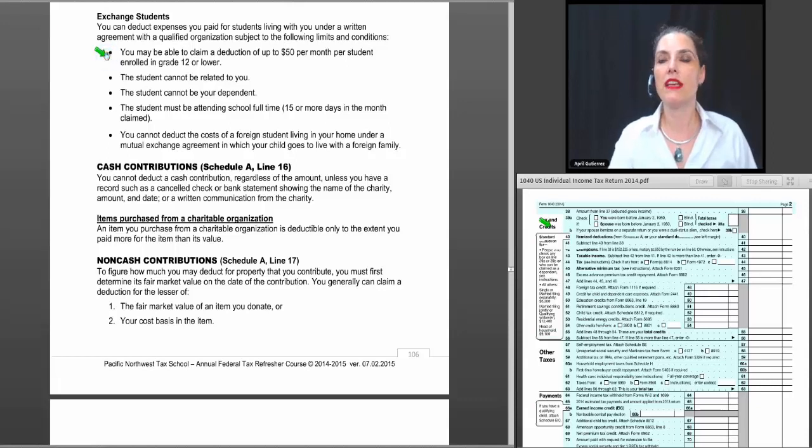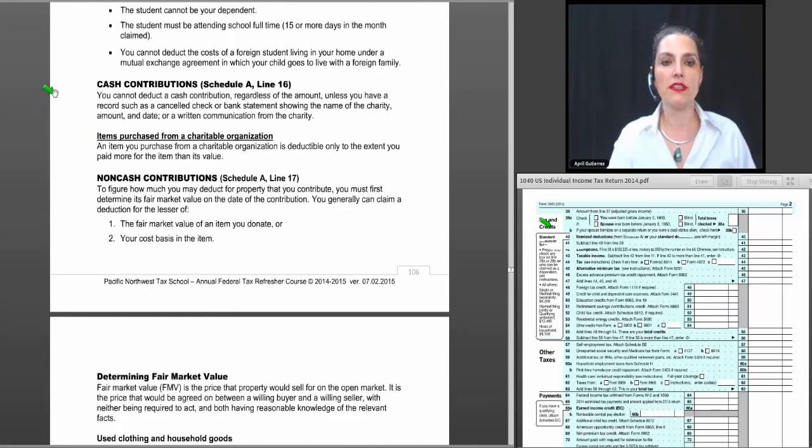You must be able to claim a deduction of up to $50 per month per student enrolled in grades 12 or lower. The student cannot be related to you. The student cannot be your dependent. The student must be attending school full-time, that is 15 or more days in the month claimed, and you cannot deduct the cost of a foreign student living in your home under a mutual exchange agreement in which your child goes to live with a foreign family.